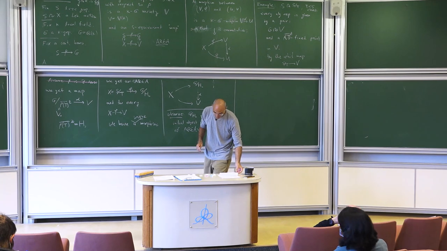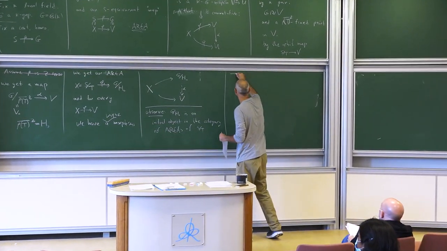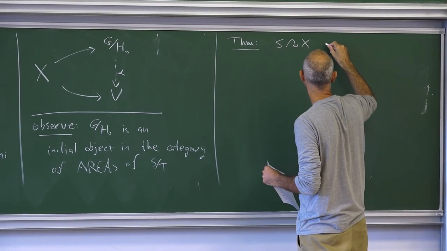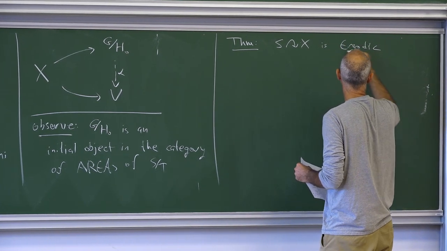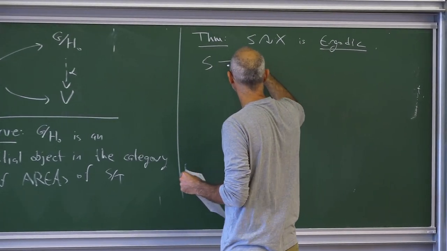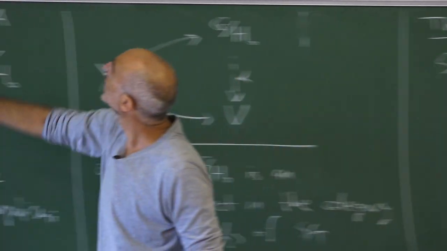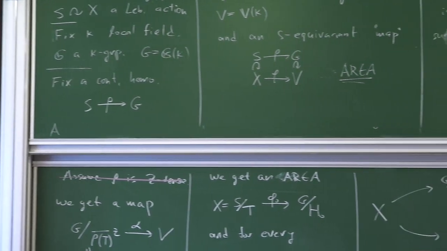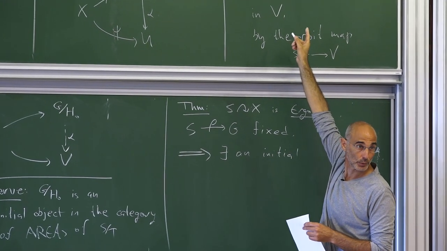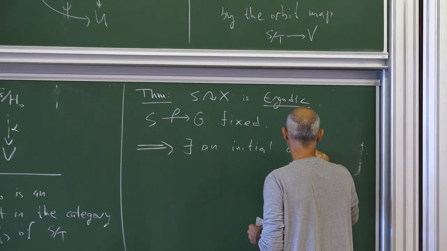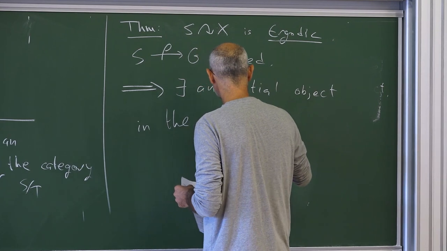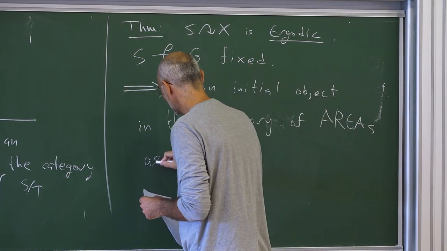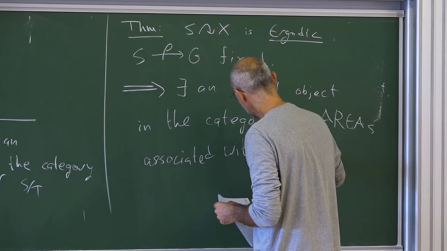So maybe I'll now state a theorem and then say something. This is a very, very basic theorem in this business. So now let me emphasize. I'm assuming S on X is ergodic. And this is fixed. In fact, everything that appears here is fixed. I'm just emphasizing. Then there exists an initial object, but now I'm no longer under the example title, right? I mean, this is general. There exists an initial object in the category of areas associated with all.